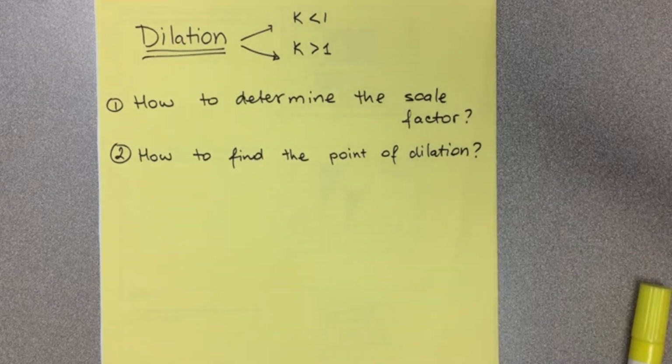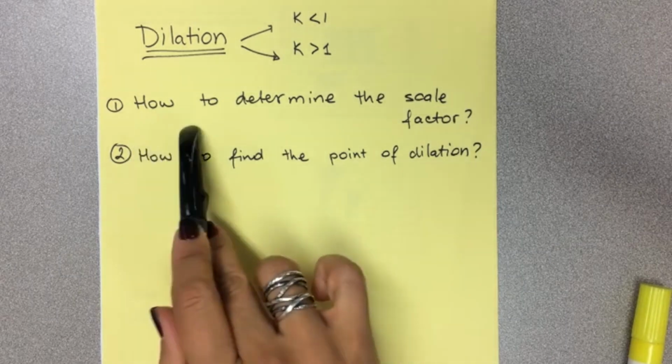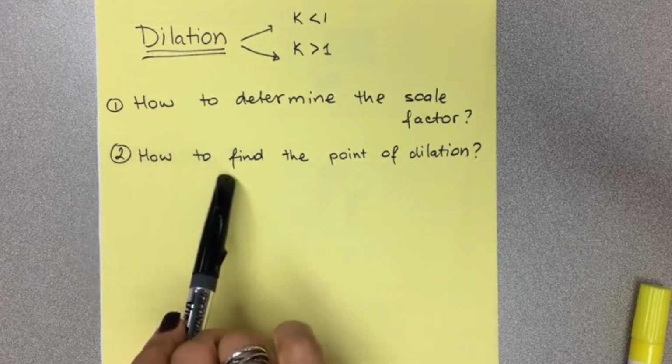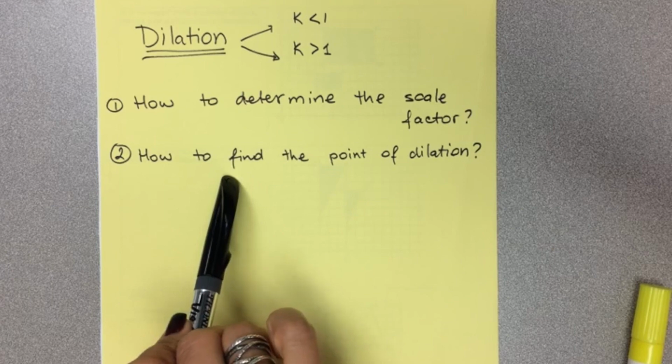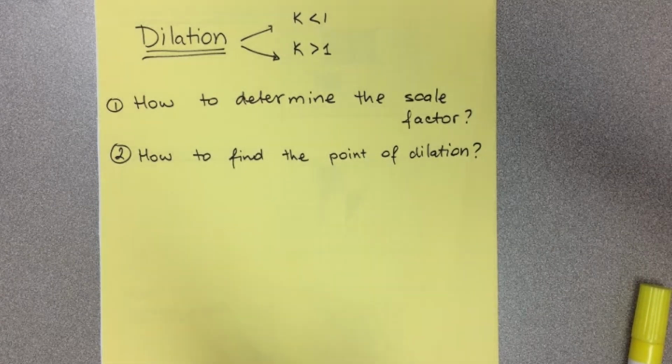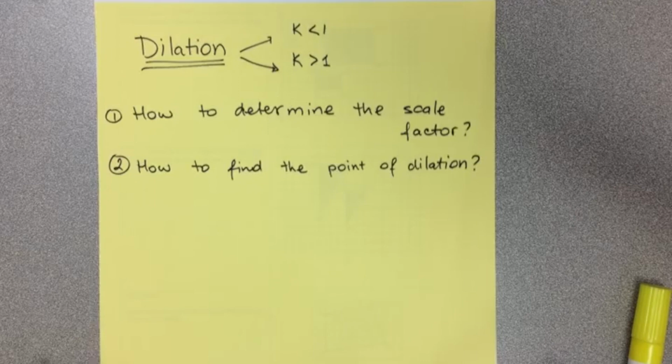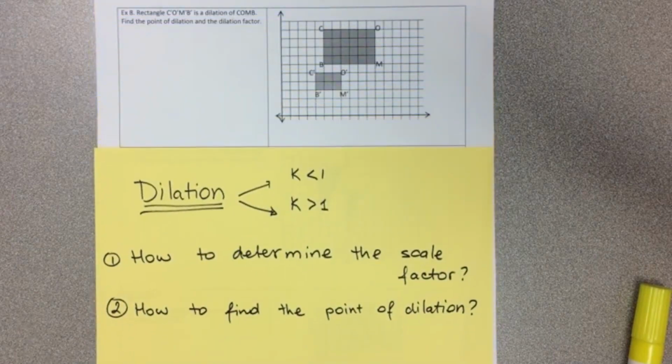In this video, we'll look at dilations, and the key questions for today will be how to determine the scale factor used and how to find the point of dilation or the center of dilation. In the examples today, we have the dilation, but the questions will be: question number one, what was the scale factor used? And then how to find the point of dilation. Where was the dilation from?